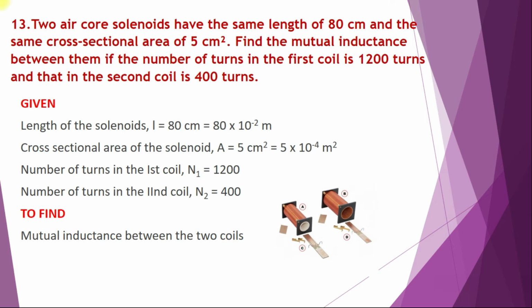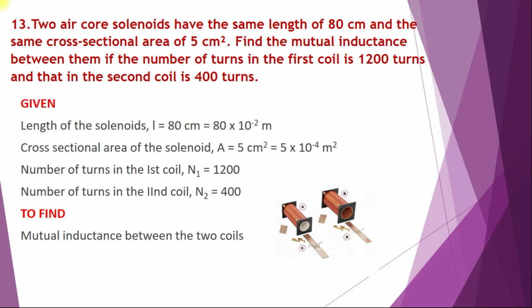Thirteenth problem. Two air core solenoids have the same length of 80 cm and the same cross-sectional area of 5 cm square. Find the mutual inductance between them if the number of turns in the first coil is 1200 turns and that in the second coil is 400 turns.